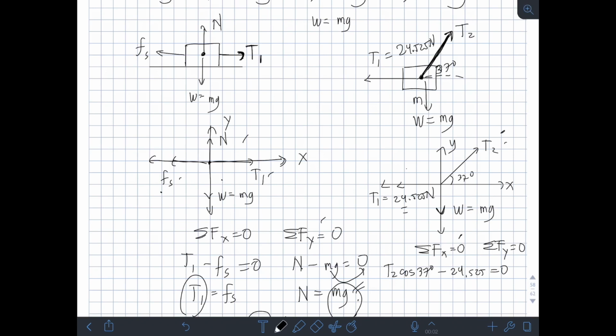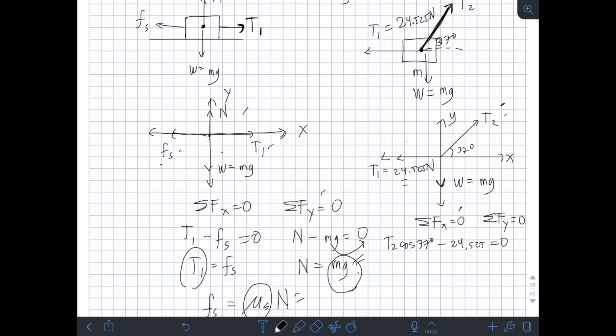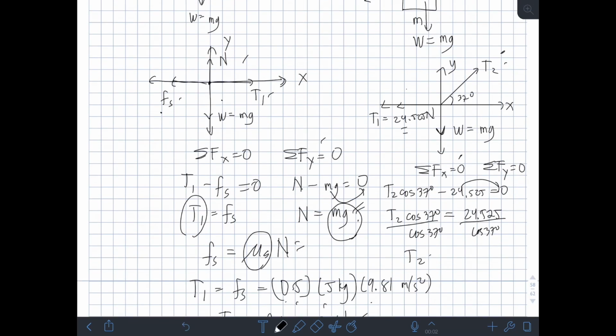24.525 equal 0. So, pwede natin masolve dito si T2, right? So, T2 cos 37 degree is equal to transpose si 24.525 sa right. Then, divide both sides by cosine 37 degree. So, T2 will be 24.525 divided by cosine 37 degree. So, using calculator, ilan yan? So, T2 is approximately 30.71 Newton.